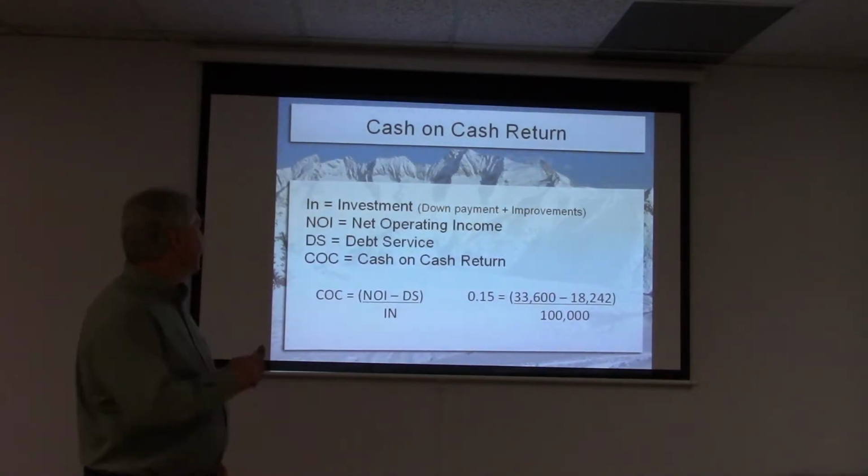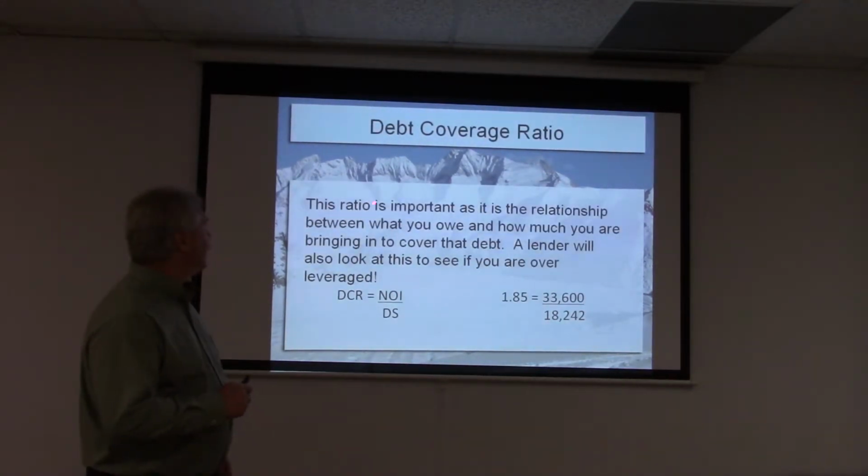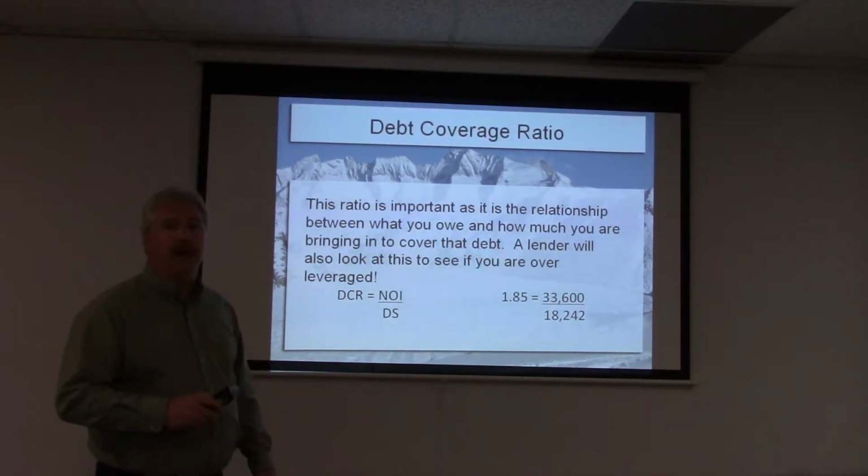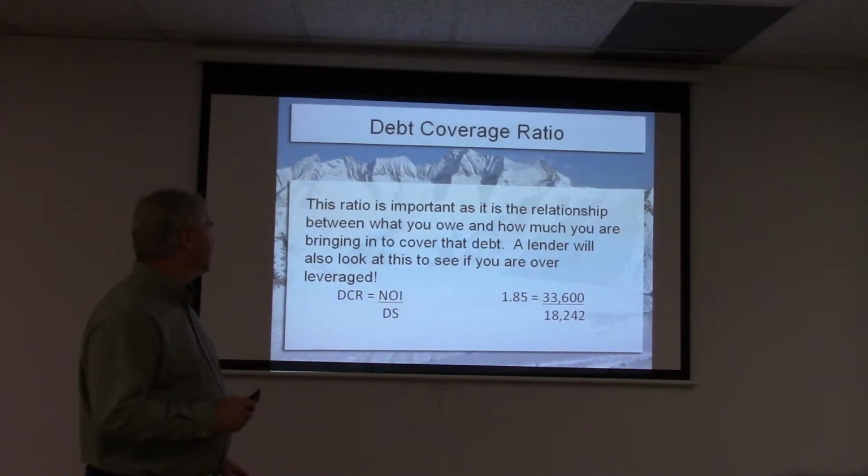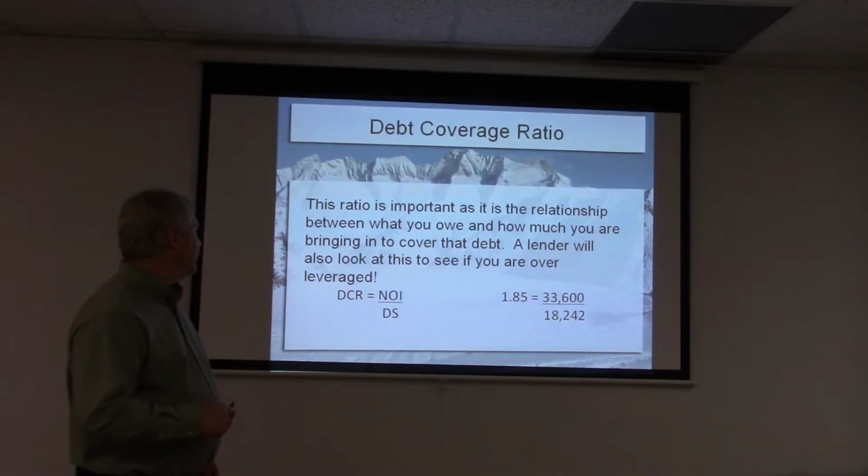So debt coverage ratio, this one will keep you out of trouble with the bank, and it is something that the banks look at, because what it basically is, is the relationship between what you owe and how much you're bringing in to cover that debt, bringing in as income, rent. Lenders, as I said, will also look at this to see if you are over leveraged. So DCR, debt coverage ratio, equals the net operating income divided by the debt service.